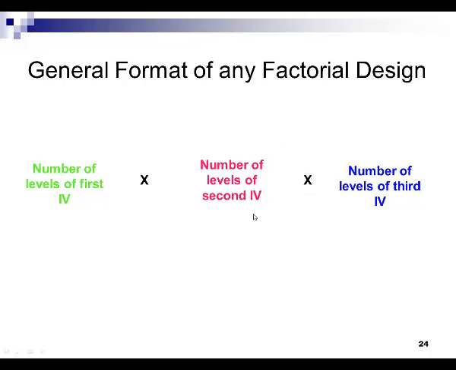So the general format of any factorial design, as I said earlier, is a number of levels of the first independent variable times a number of levels of the second independent variable times a number of levels of the third independent variable.